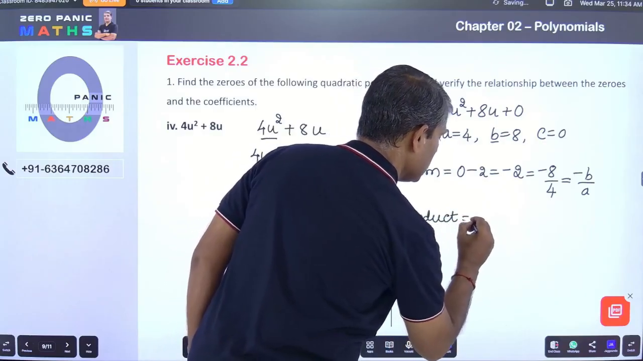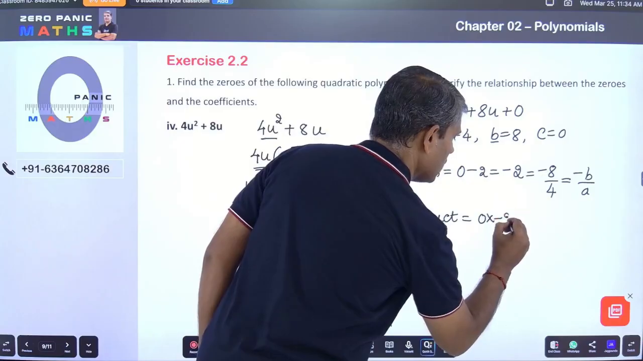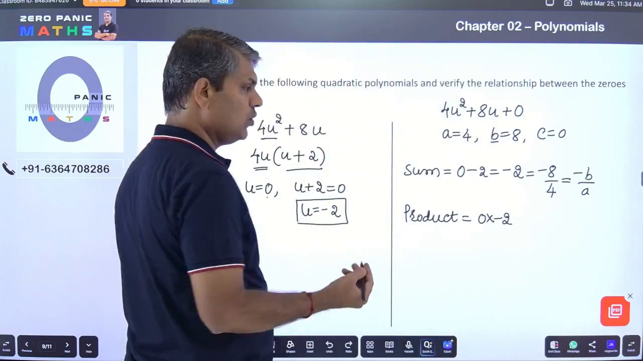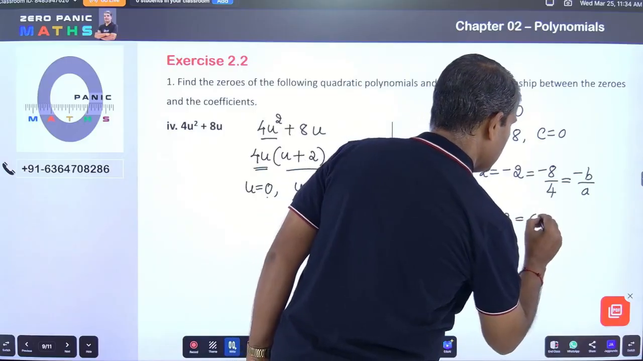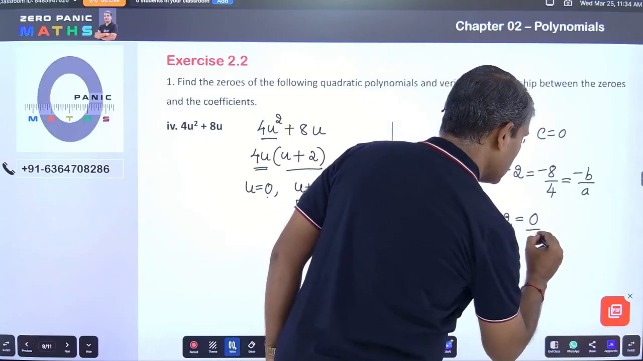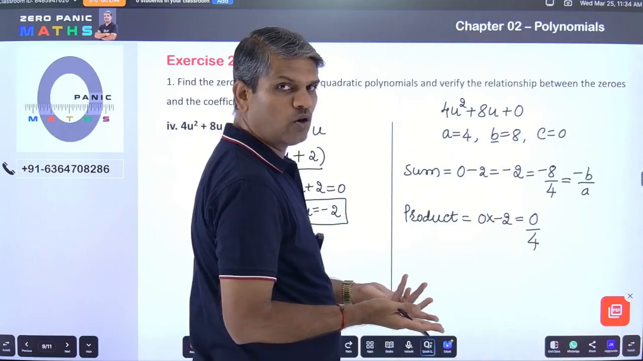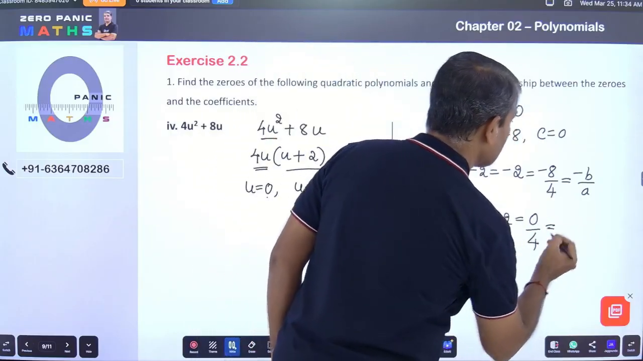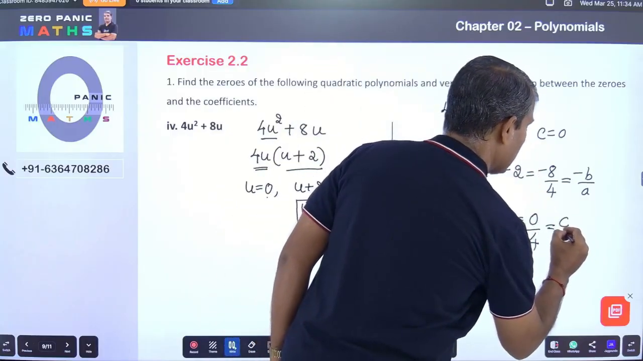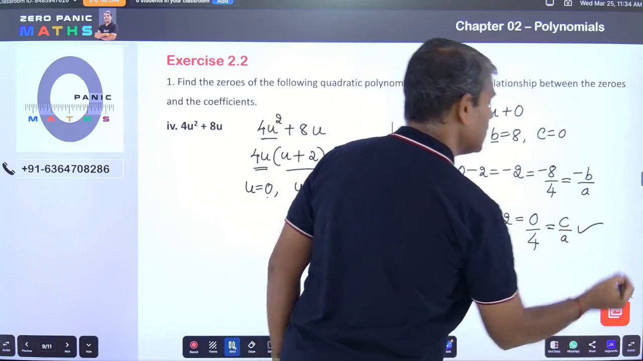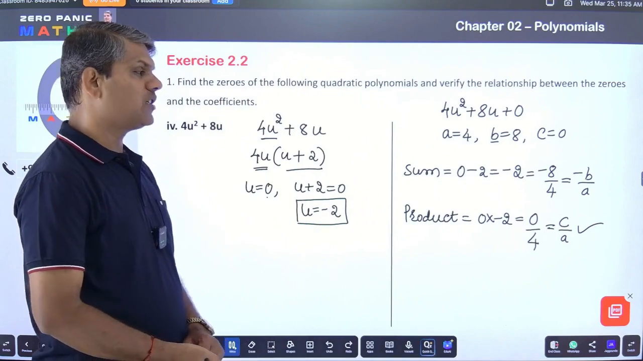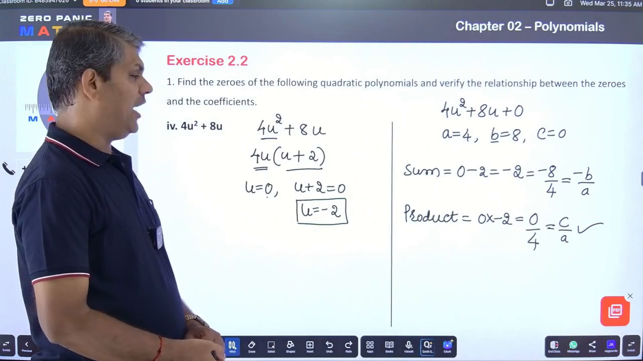Product is 0 into minus 2, that is actually 0 only. 0 I can write as 0 by 4, since 0 by anything is 0 only. So what is 0 is c, and what is 4 is a, so I can say the product comes up to c by a also.